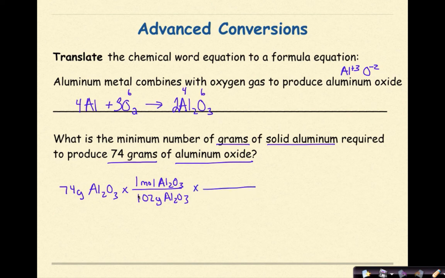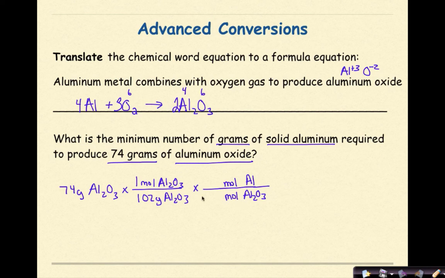But I don't want moles of Al2O3. I want moles of aluminum. So again, I'm going to take my units from the top and put them on the bottom so they can cancel out. Moles of Al2O3. I want moles of aluminum.